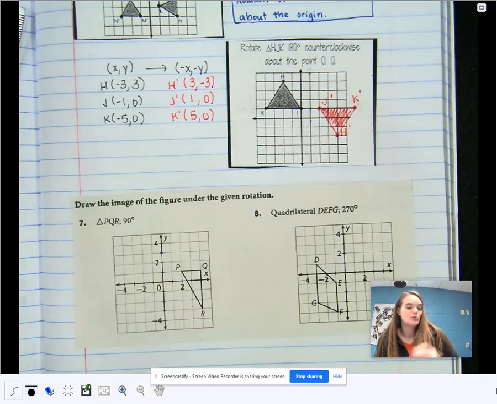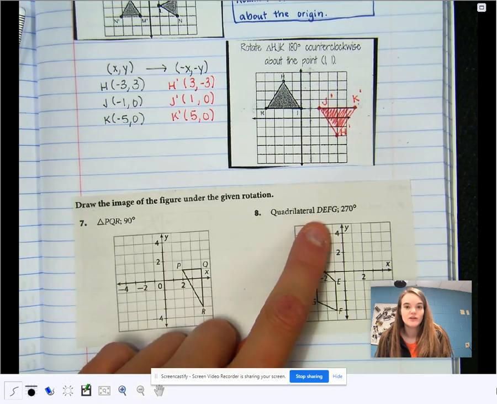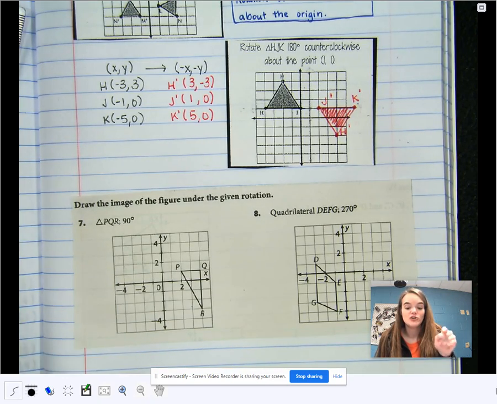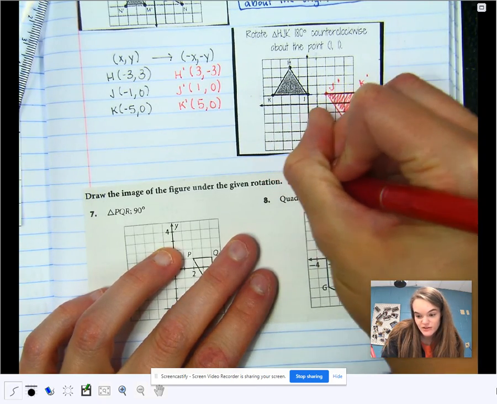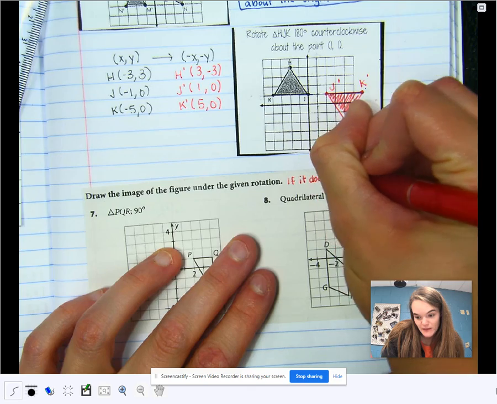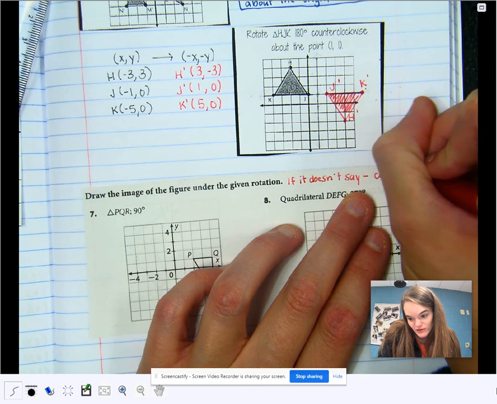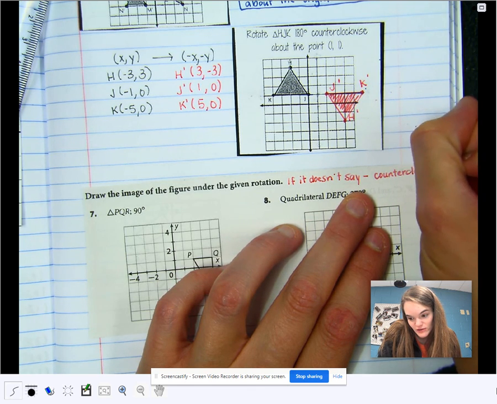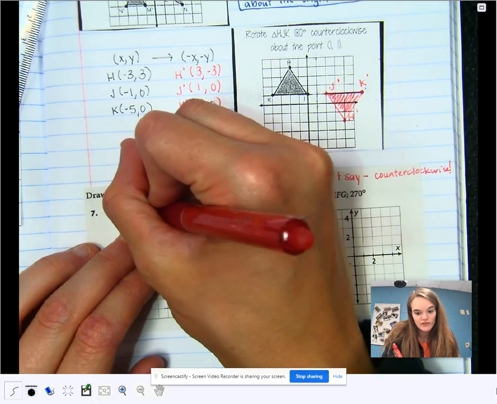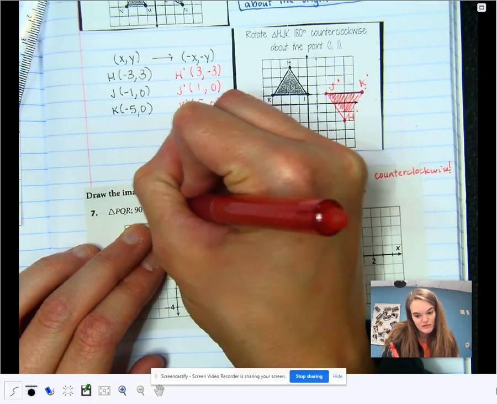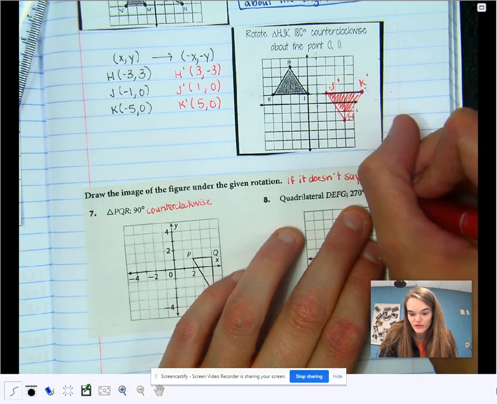All right, 7 and 8 from your book, page 92. Notice these don't tell you clockwise or counterclockwise. Anytime it does not tell you, we're going to write that right here. If it doesn't say, it is counterclockwise. Always. It is almost always counterclockwise. So this, counterclockwise. Counterclockwise.